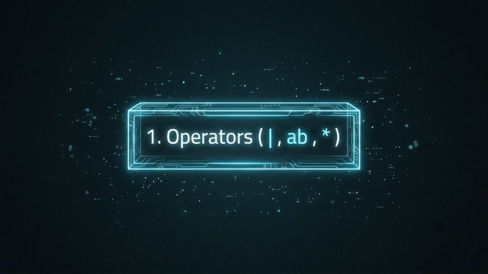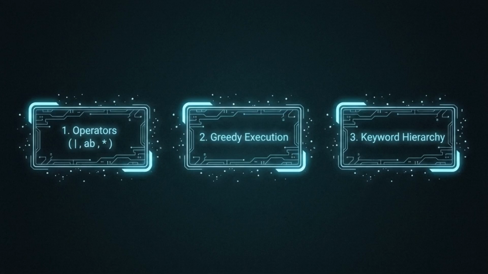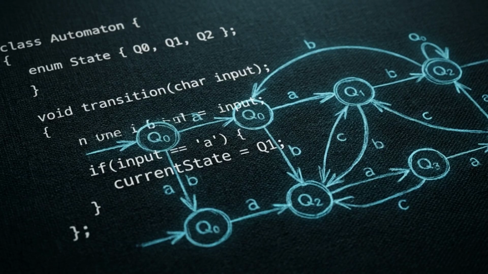To prepare for that step, lock down this toolkit. First, master the atomic operators. Second, remember that the compiler is greedy and favors the longest match. And third, know that exact keywords always win ties. Mastering these specification rules is the essential bridge. It is what allows us to translate human-readable source code into the rigid computational state machines that will ultimately run it.